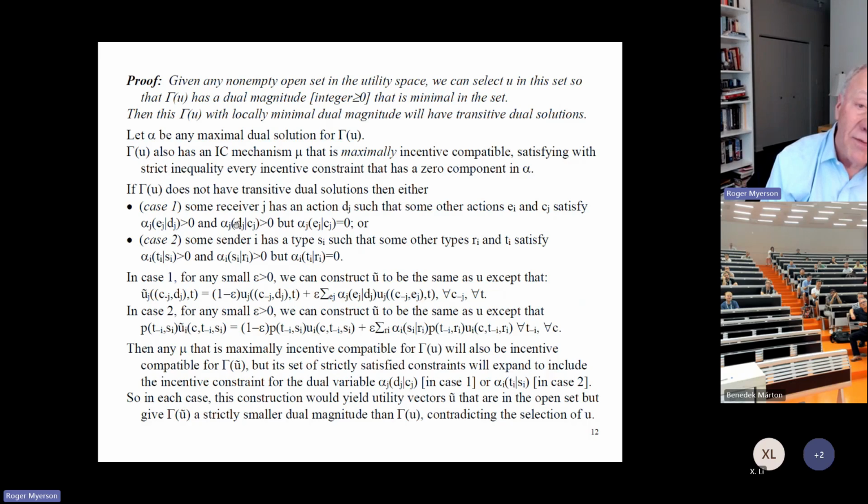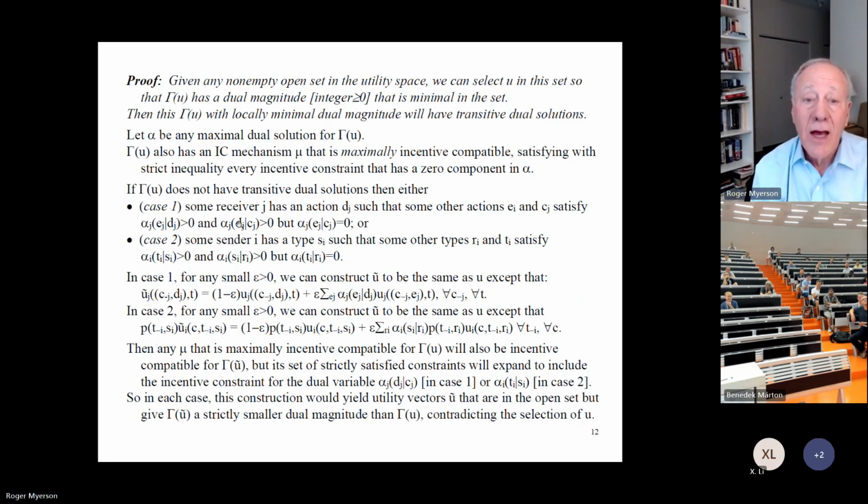C always wants to claim to be d, and d always wants to claim to be e, but ei sometimes in some incentive compatible mechanism strictly prefers doing c than doing e. I'm sorry, I said it wrong. This says that in all dual solutions, when you're told to do ci, you're willing to do di. In all dual solutions, when you're told to do di, you're willing to do ei.